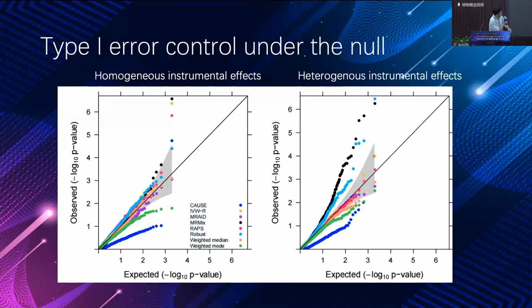In the homogeneous setting, the QQ plot is along the diagonal line. We can see that the CAUSE method is quite deflated, which is consistent with the simulation results in the previous CAUSE paper. For the MR-Mix method, in the homogeneous setting, MR-Mix shows good, well-calibrated p-values. But in the heterogeneous setting, MR-Mix shows inflated p-values. That means MR-Mix is not robust to the distribution.